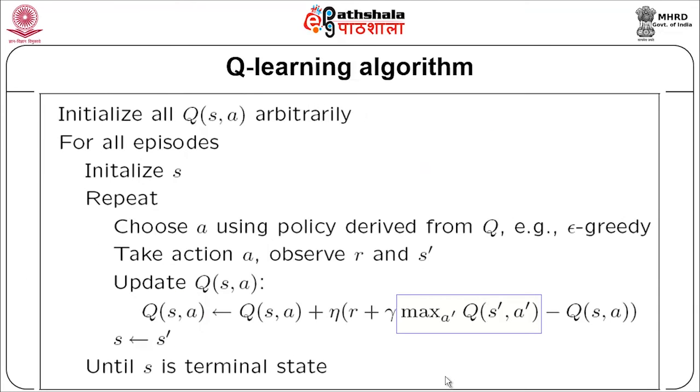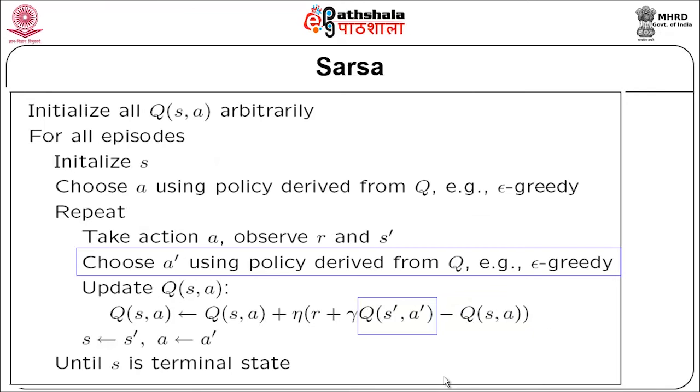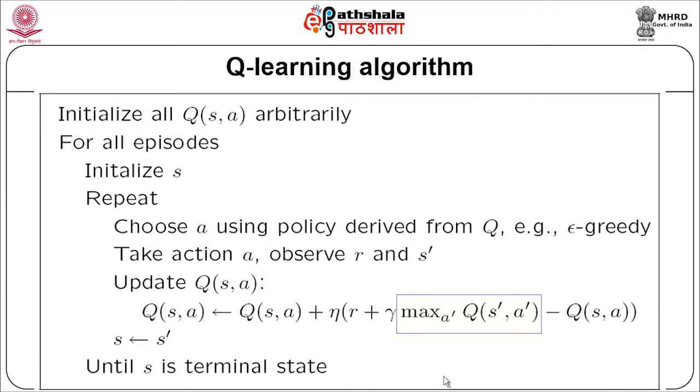So, in the Q learning algorithm, we initialize all Qs arbitrarily, any random values. For all the episodes you initialize S, then repeat: you choose an A using a policy derived from Q, for example an epsilon greedy. Take action A, observe R and S dash, then update Q of S comma A. Okay. Then put the new value of the state as S dash, and you keep doing this till you have reached a terminal state. Okay. So, this is one algorithm.